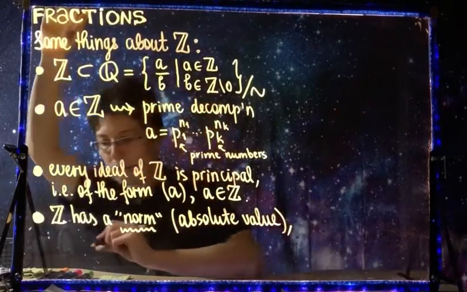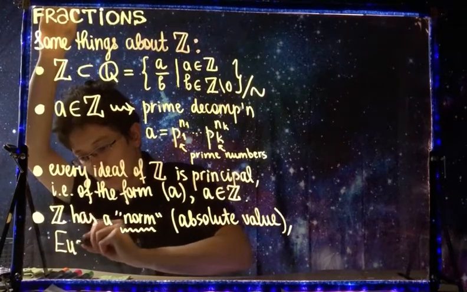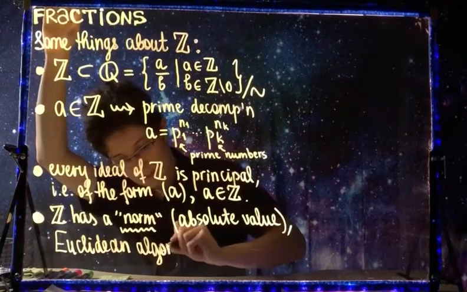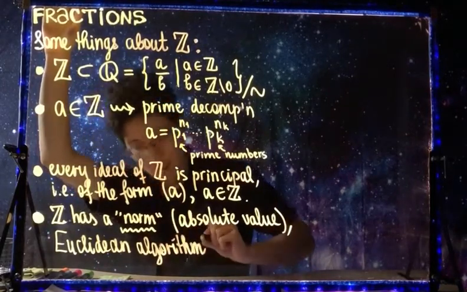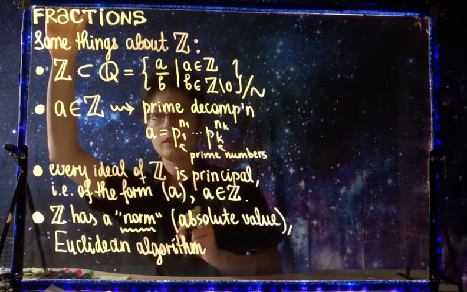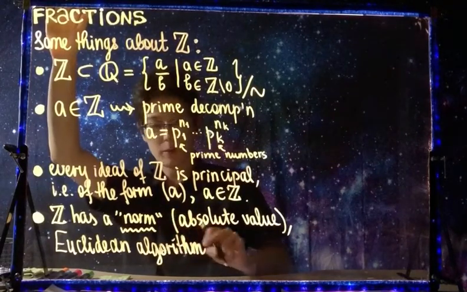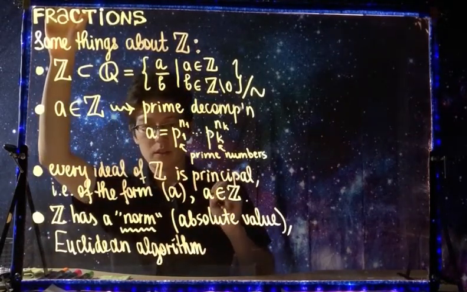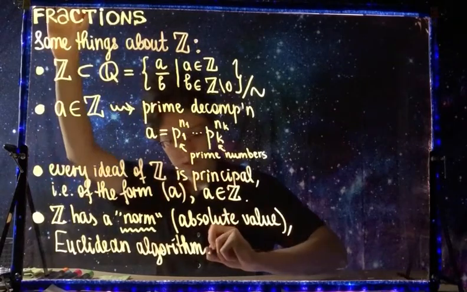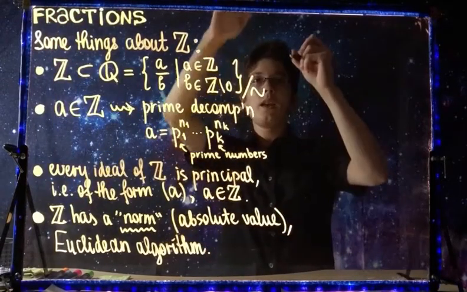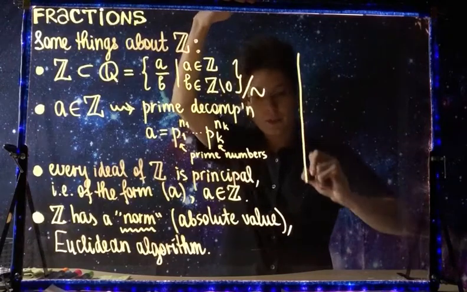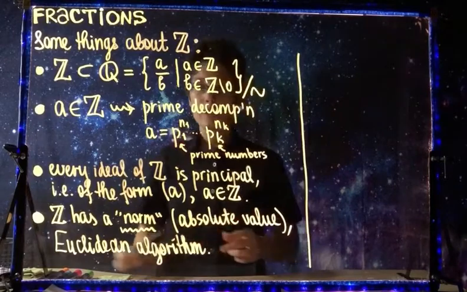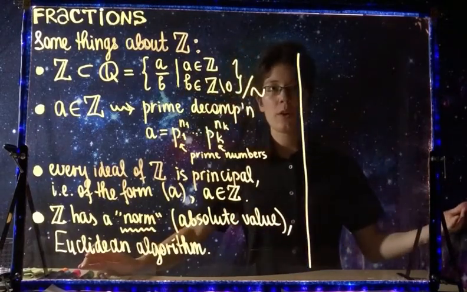And we have a Euclidean algorithm with respect to this norm. So we can divide with the residue, and the residue is smaller in the sense of this absolute value than what we divide by. And in the next several lectures, we will be working towards abstracting these notions, like trying to push it further and generalize it further to other rings.